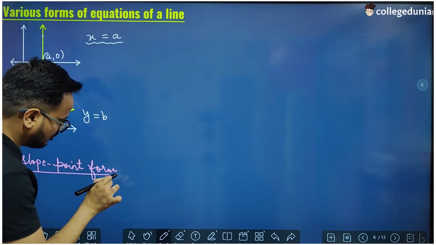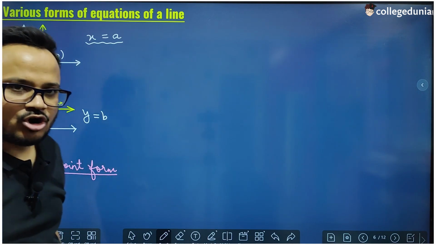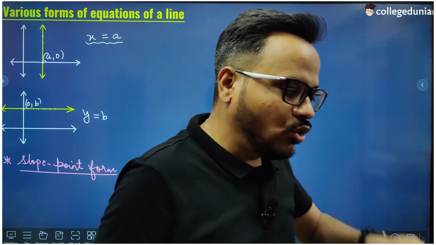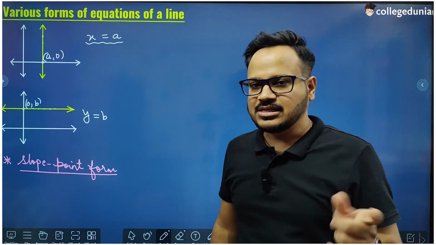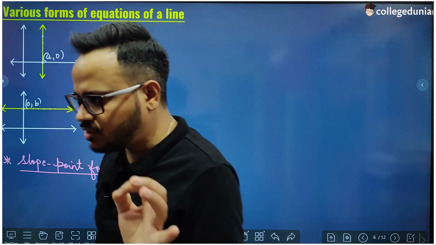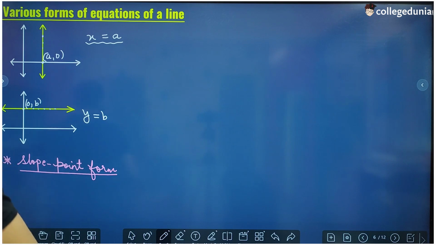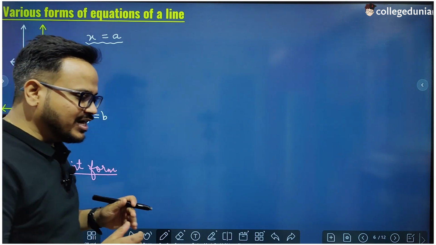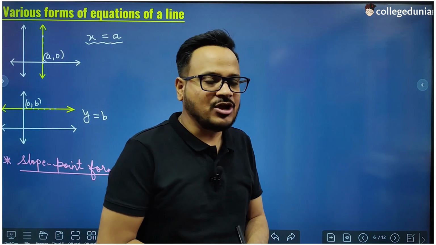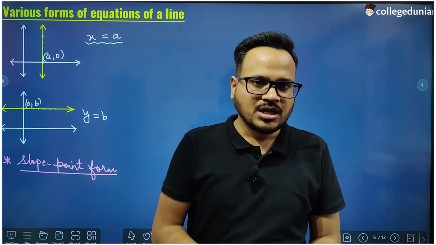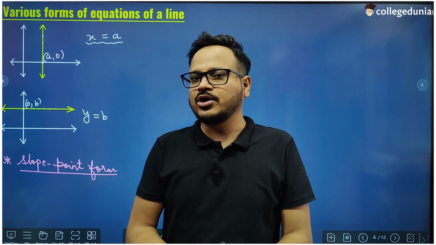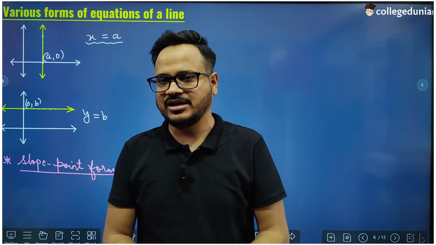What is slope point form? Slope point form is a form when we know two things. First, the slope of the line and the coordinates of a point on the line. Always remember that to find the equation of a line, we always need two parameters, because one parameter is not going to give you the equation of a unique line.